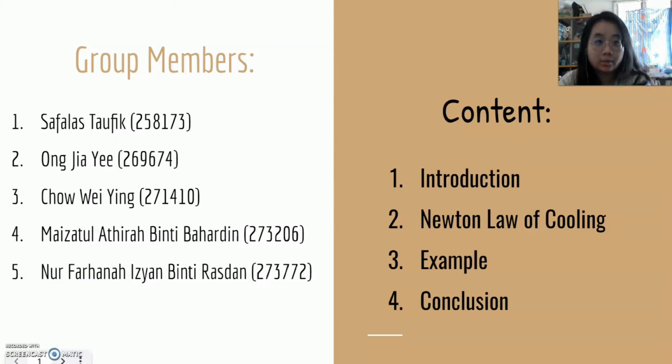My group members involved in this topic are Safalas with metric number 258173, Ong Jia Yee 269674, Maizatul Athirah 273206, and Farhanah Izyan with metric number 273772. And our topic is Newton's law of cooling. The contents are the introduction, Newton's law of cooling, the example, and the conclusion. I'll pass to the next to continue the introduction.